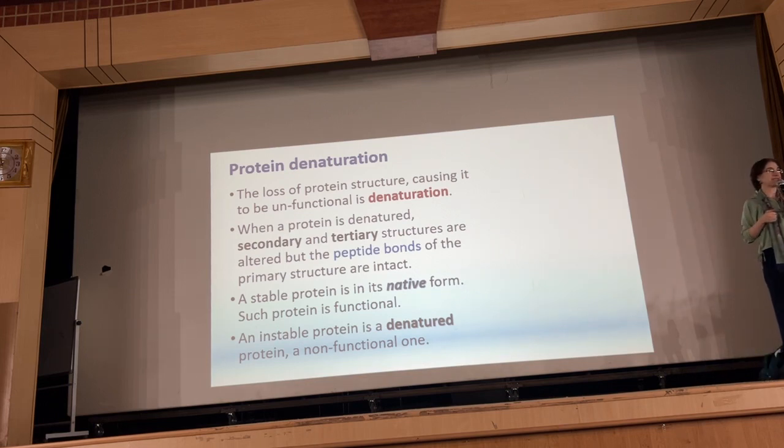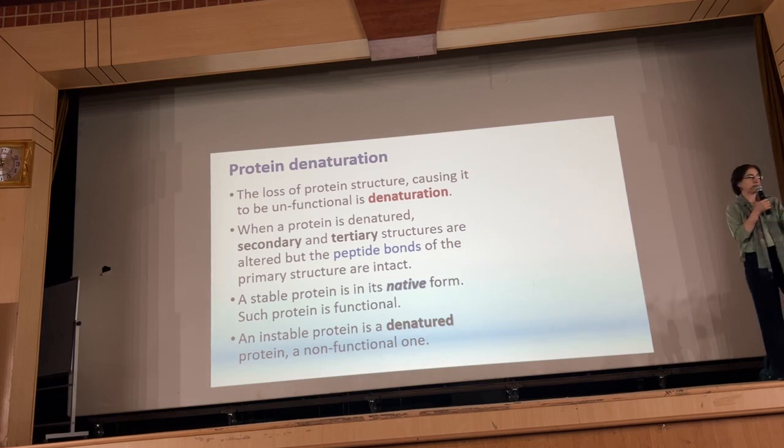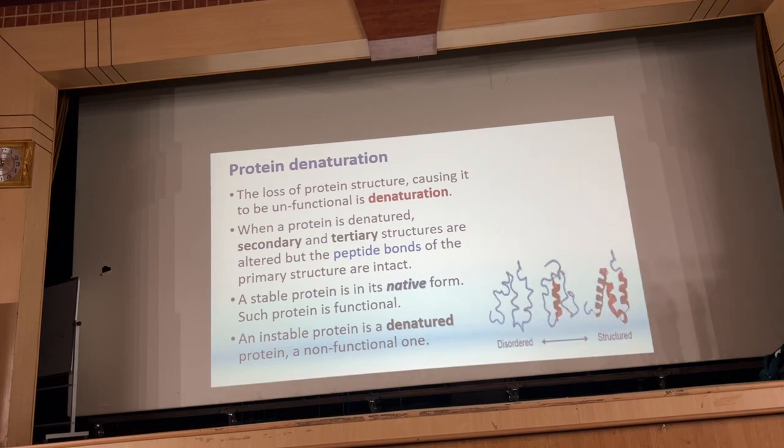reversible process. So proteins which have denatured can actually be folded again, once the environment or the factors that have caused its denaturing are removed. Okay? But of course, this is true only if the environments that cause denaturing are not very extreme. So let's have a look at some of those things.